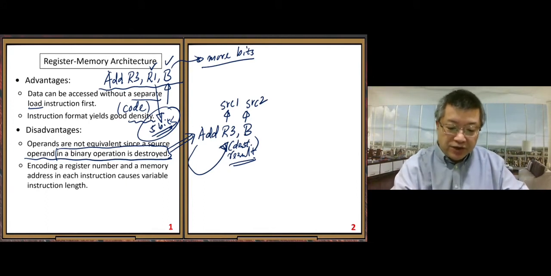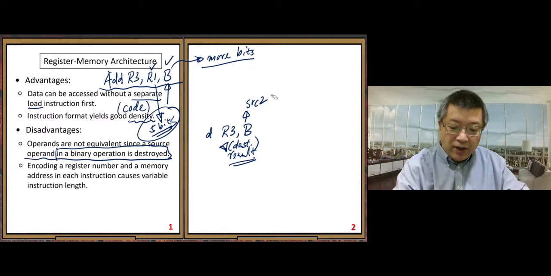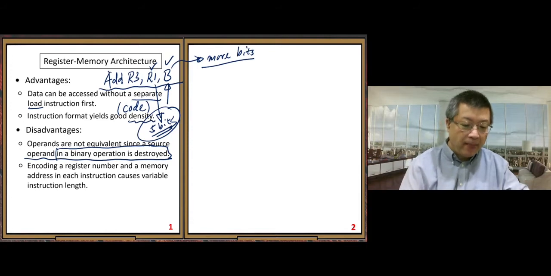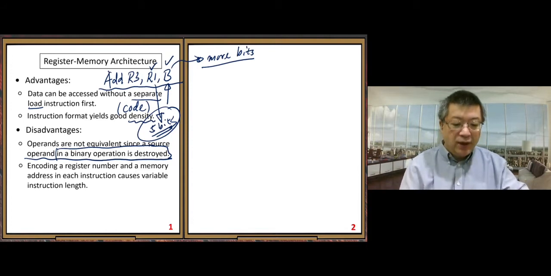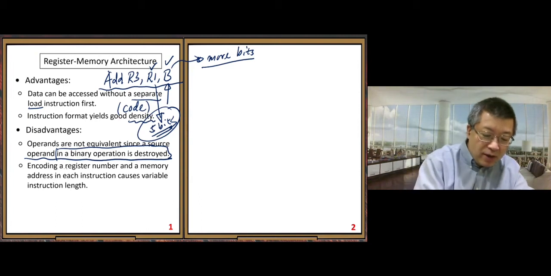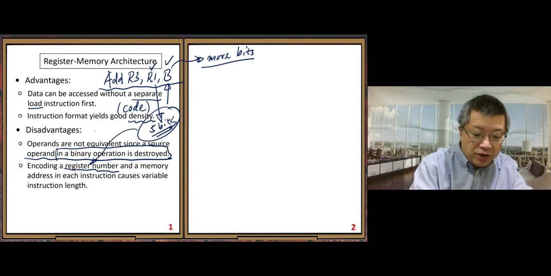Here I have to erase this part because for the next slide I need to use this space. Encoding a register number. What's the register number? Those 5 bits we call the register number. We can also call it the register address.